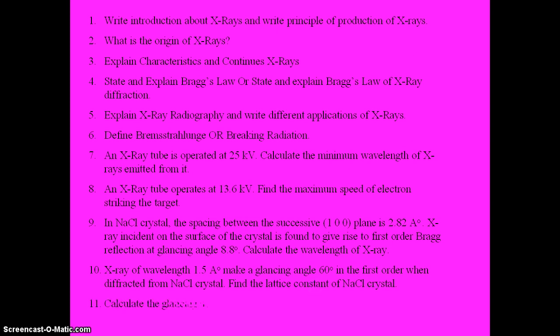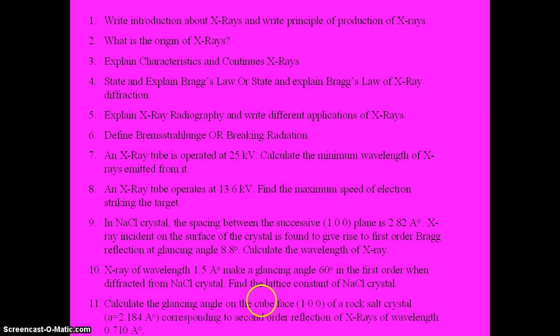Okay, next numerical is calculate the glancing angle on the cube. So we have to calculate the glancing angle, that is theta, right? A is given, meaning interplanar spacing is given. It is in angstrom, we have to convert it into meters, right? So this 2.184 into 10 to the power minus 10 meter, and it corresponds to second order reflection, meaning n is 2 and lambda is 0.710. So we will calculate theta, and all other things are given.